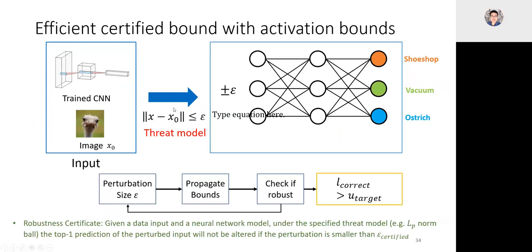So what we are asking is: if you are allowed to modify the image x naught by adding some perturbation within this epsilon ball, will the top-one prediction of the perturbed image be altered? In this case, is it possible, within an epsilon ball perturbation, to alter the label of ostrich to a shoe shop or a vacuum?